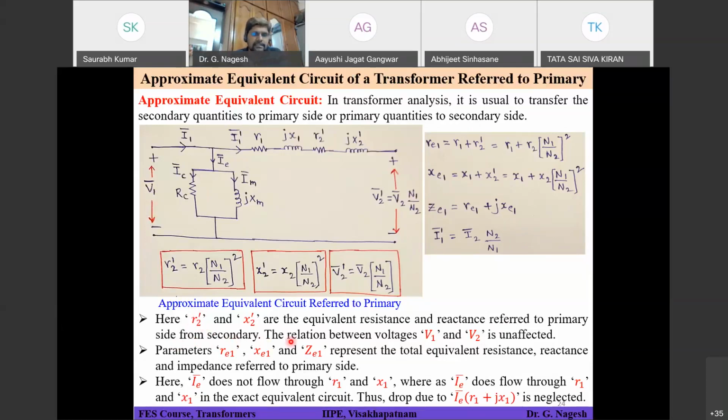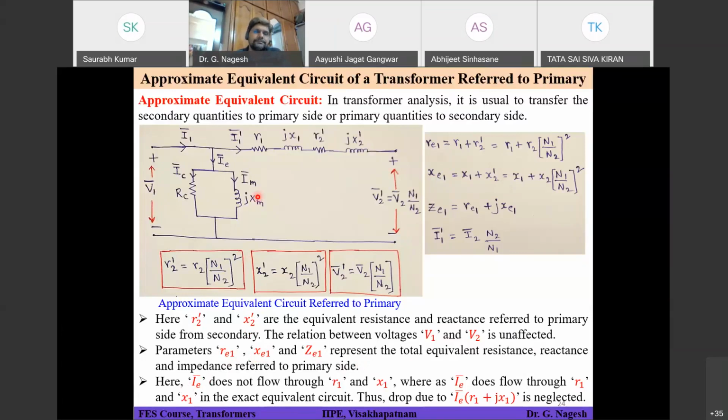That's why this dash is shown. The relationship between V1 and V2 is unaffected. Parameters Re1, Xe1 and Ze1 represent the total equivalent resistance, reactance and impedance referred to primary side. Got it? So E in the subscript indicates the total equivalent: total equivalent resistance, reactance and impedance in the primary. Got it?